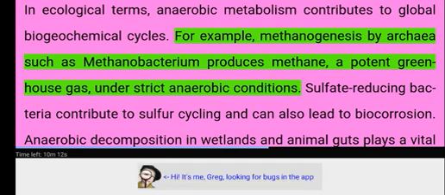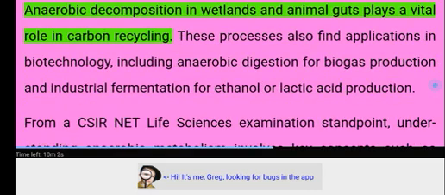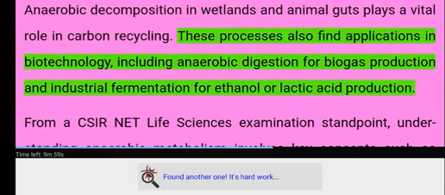In ecological terms, anaerobic metabolism contributes to global biogeochemical cycles. For example, methanogenesis by archaea such as Methanobacterium produces methane, a potent greenhouse gas, under strict anaerobic conditions. Sulfate-reducing bacteria contribute to sulfur cycling and can also lead to biocorrosion. Anaerobic decomposition in wetlands and animal beds plays a vital role in carbon recycling. These processes also find applications in biotechnology, including anaerobic digestion for biogas production and industrial fermentation for ethanol or lactic acid production.